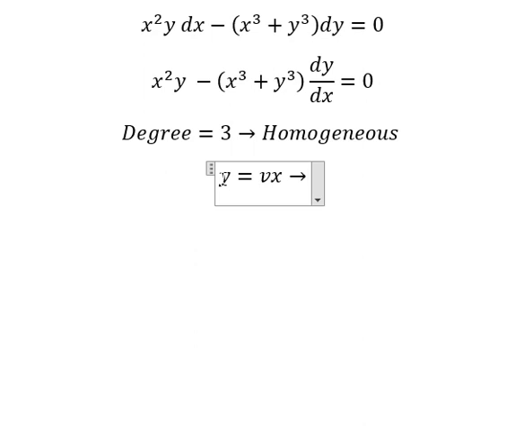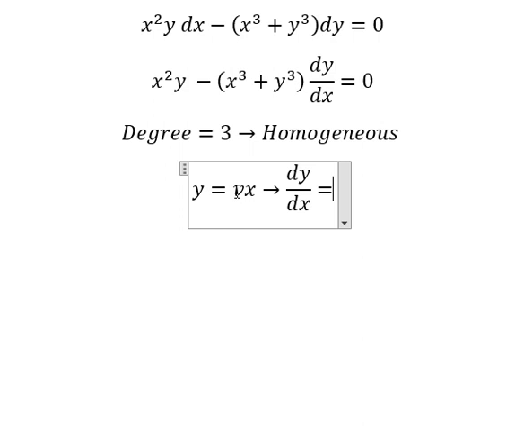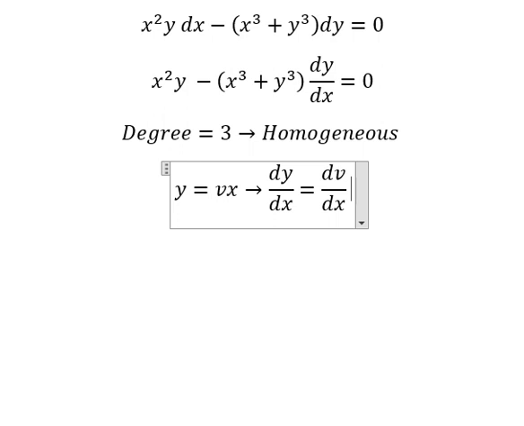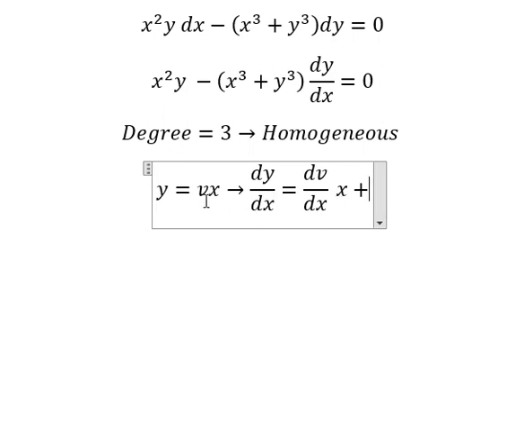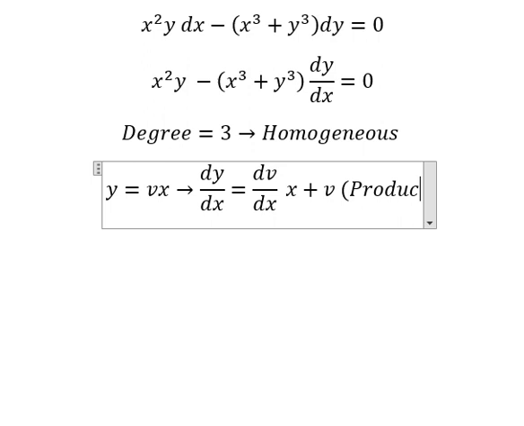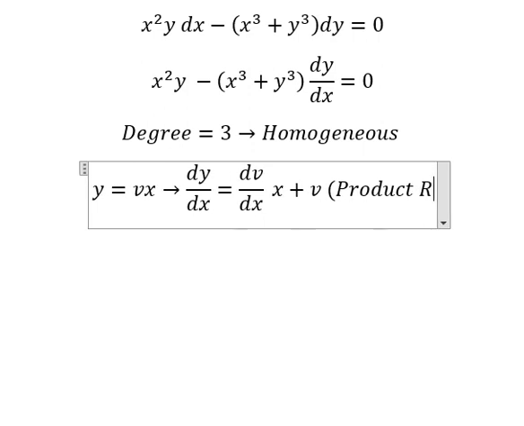Later that, we do first the derivative for both sides. First, the derivative of v, we have dv over dx multiplied by s. First, the derivative of s, we have number 1, and we can put about v. And this is about the product rule of the derivative.